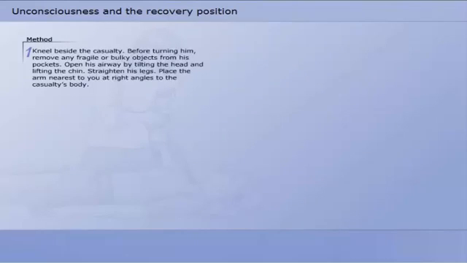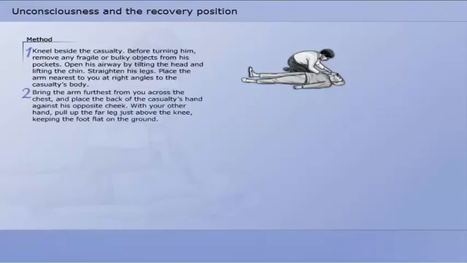Kneel beside the casualty. Before turning him, remove any fragile or bulky objects from his pockets. Open his airway by tilting the head and lifting the chin. Straighten his legs. Place the arm nearest to you at right angles to the casualty's body. Bring the arm furthest from you across the chest and place the back of the casualty's hand against his opposite cheek. With your other hand, pull up the far leg just above the knee, keeping the foot flat on the ground.